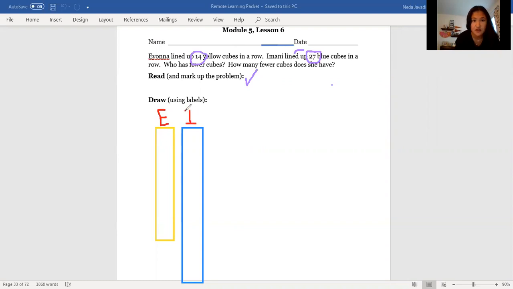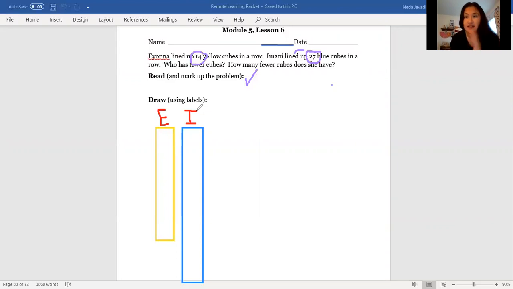Who has fewer cubes? Raise your hand if you think Iana has fewer cubes. Okay, raise your hand if you think Imani has fewer cubes. Give yourself 2 claps if you said Iana has fewer cubes. Nice job. We know that the number 14 is less than the number 27, so Iana has fewer cubes. Now let's answer the second question. The second question says, how many fewer cubes does she have?